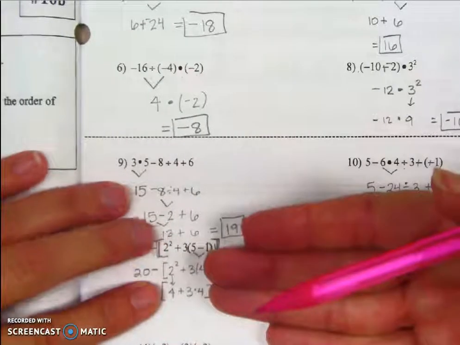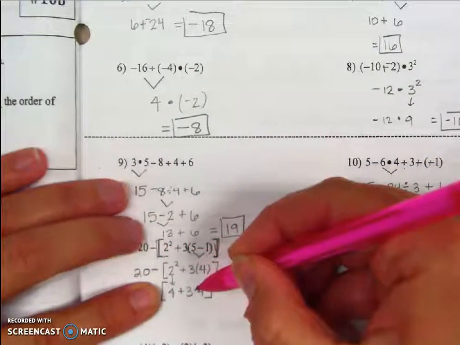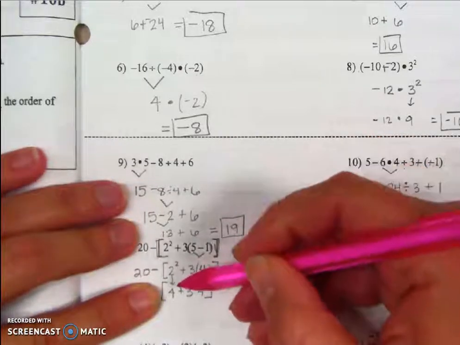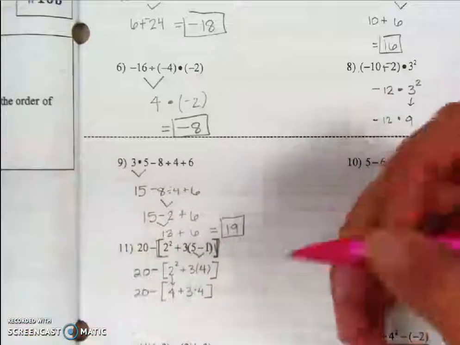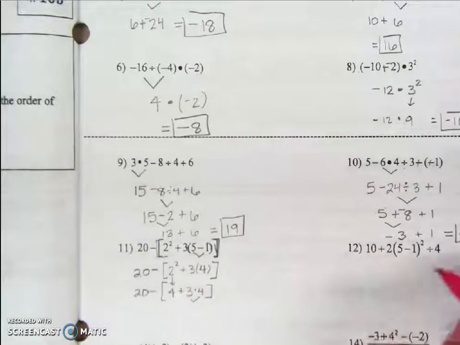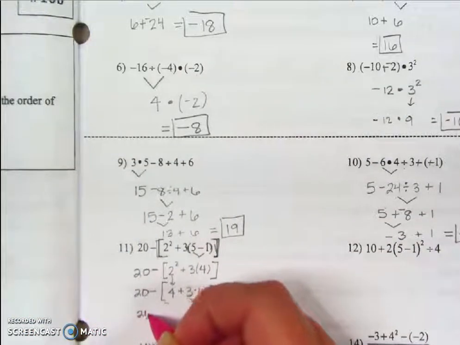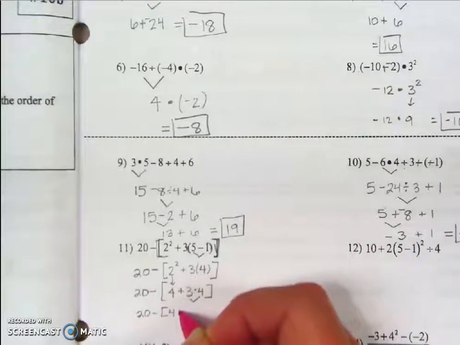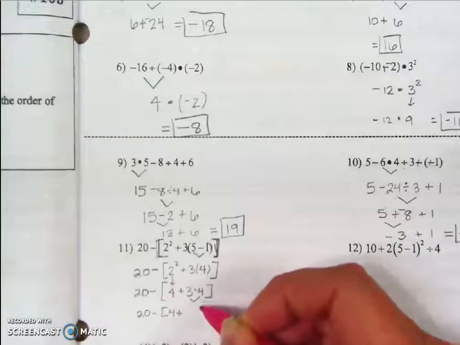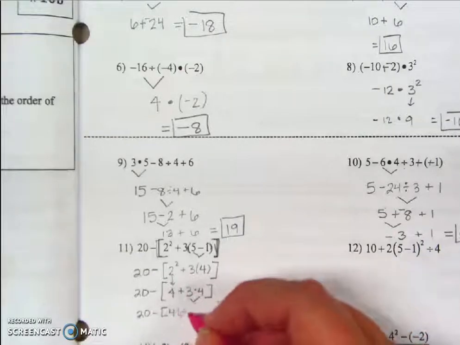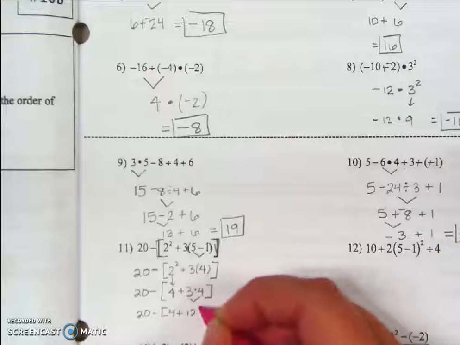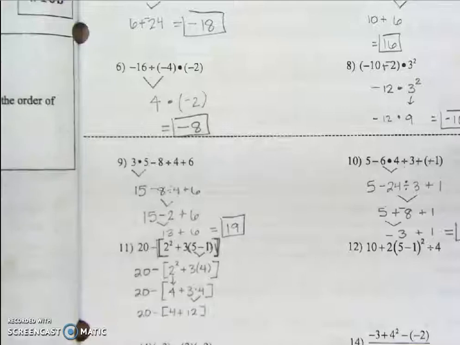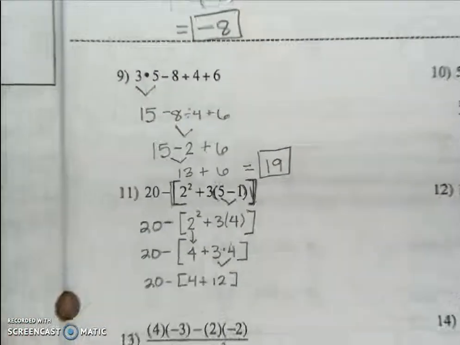Now inside that bracket, I have addition and I have multiplication. The first thing that needs to happen before addition is multiplication. So that's what happens next. I'm going to bring down everything else. 20 minus, bring down my bracket, bring down my 4, bring down my plus, and now I have 3 times 4. 3 times 4 is going to give us 12. Bring down my bracket.